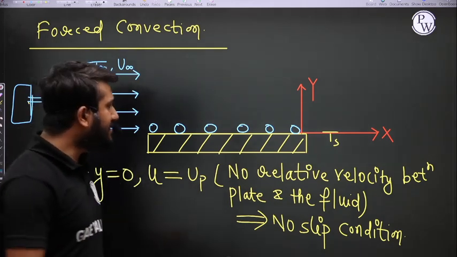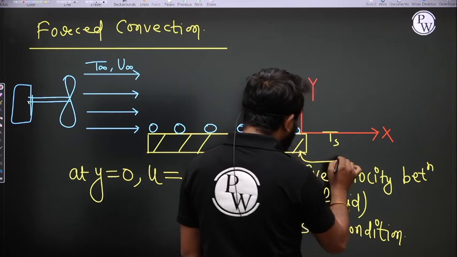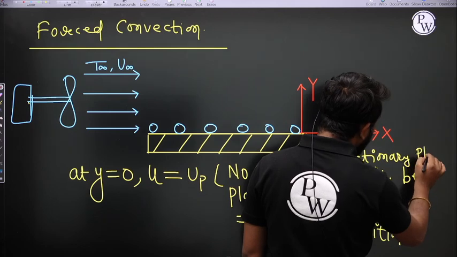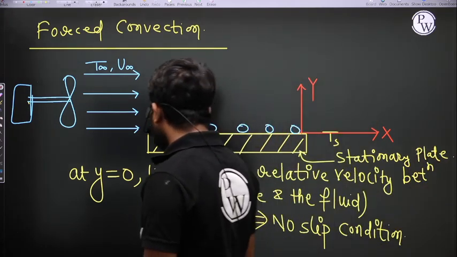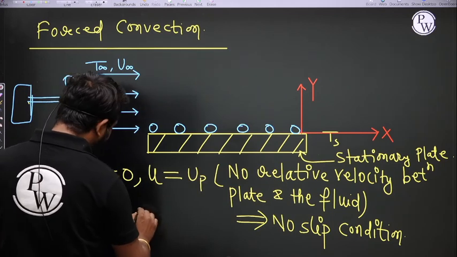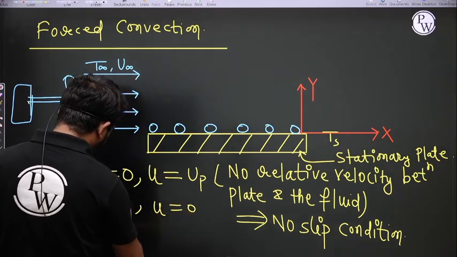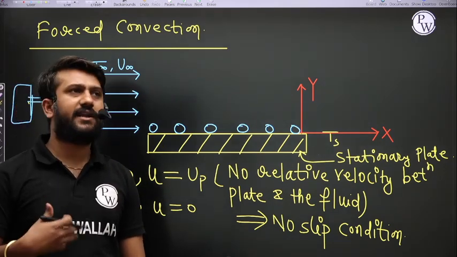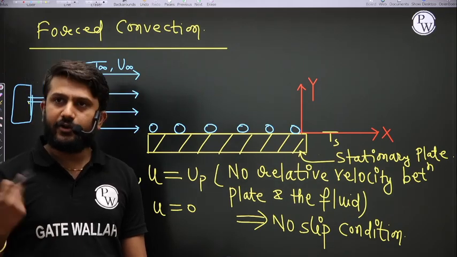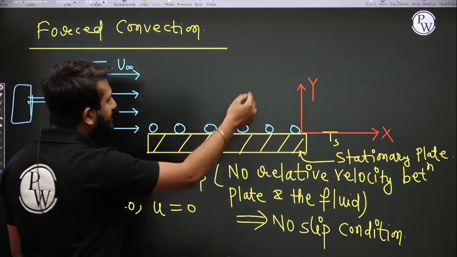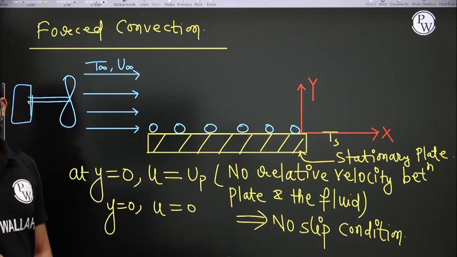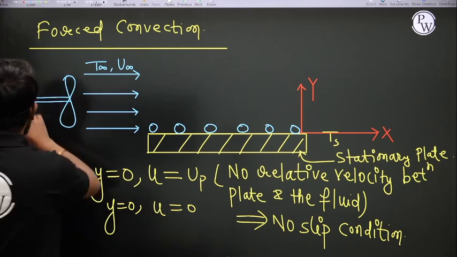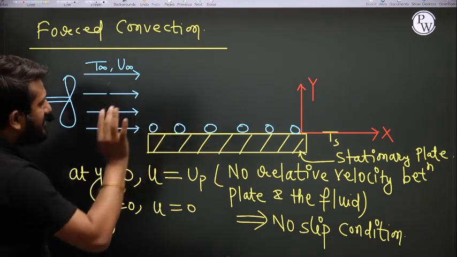If I am assuming this plate is stationary, that means up is 0, and I can say u is equal to 0. So at y is equal to 0, u is equal to 0. But whatever the condition, plate stationary or plate moving, we know that this fluid particle has the same velocity as the plate. To understand this concept, I'm assuming the plate is stationary.